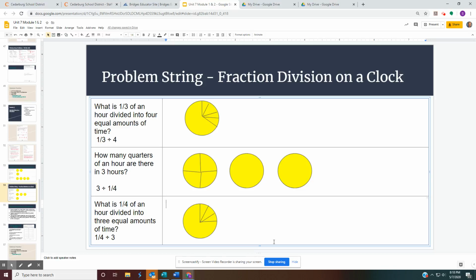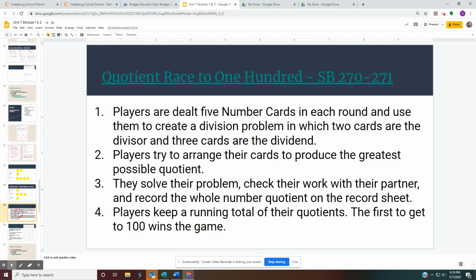All right, so I hope that worked out well for you and you got those answers. Make sure that you pause the video in reverse just to make sure that you have the answers that you're supposed to have. Now we're going to move on to our game called Quotient Race to 100.